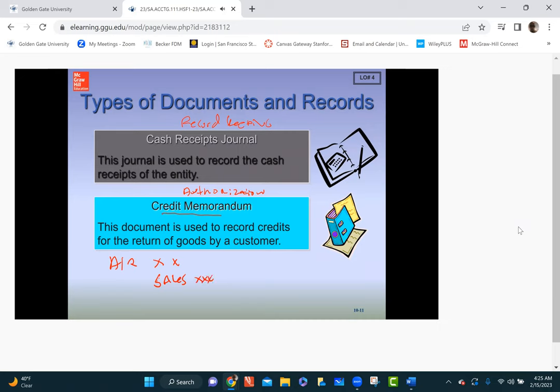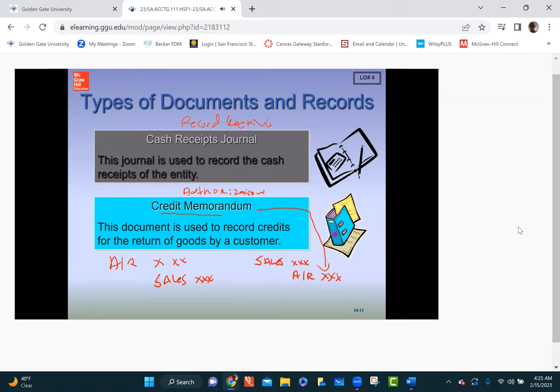But if the person returns the goods, then what's going to happen? I'm going to debit sales, or I'll debit sales returns, either one. And then I will credit accounts receivable. So they call it a credit memo because what? I'm sitting here and I'm crediting accounts receivable.